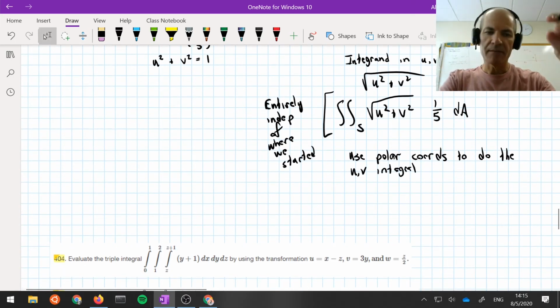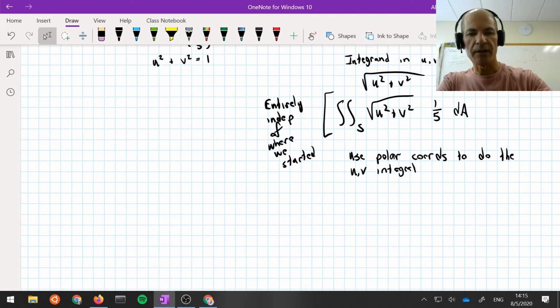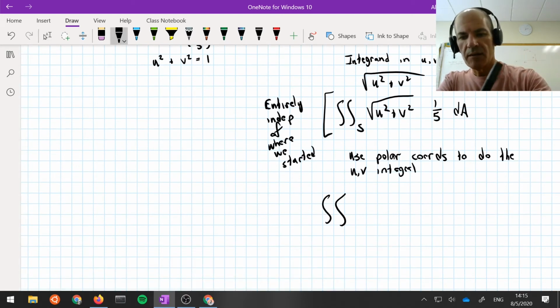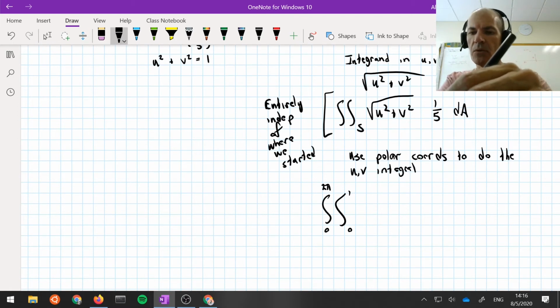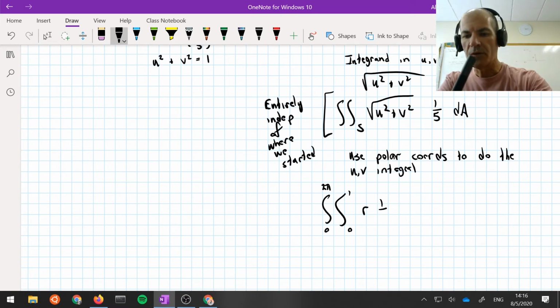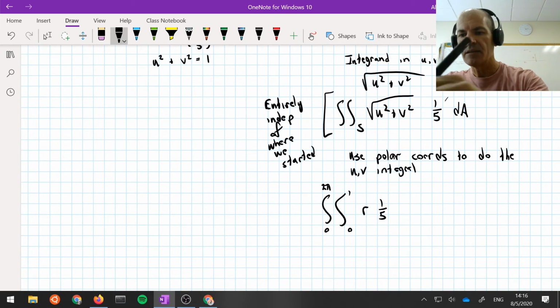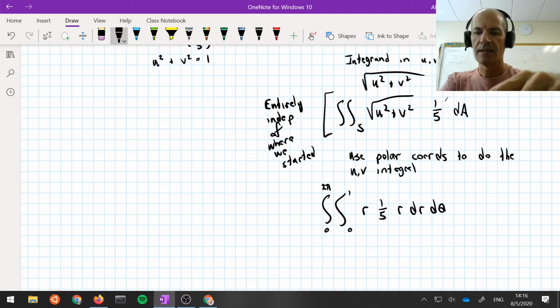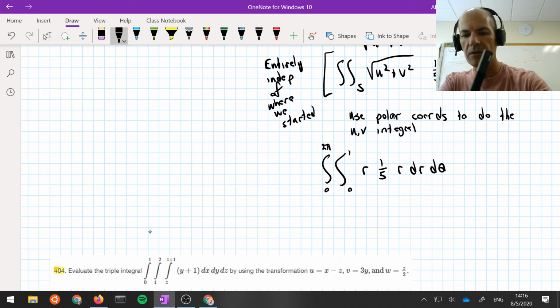And don't forget how polar coordinates work, right? To integrate over S, r needs to go from 0 to 1, theta needs to go from 0 to 2 pi. We need to convert the integrand to polar coordinates. The square root of u squared plus v squared is just r. The 1/5 goes along for the ride. And then what's dA in polar coordinates? It's r dr d theta. Now we have an integral that we can do.